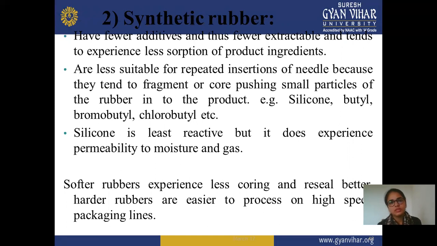Next are synthetic rubbers. Synthetic rubbers have fewer additives and thus fewer extractables, experience less absorption of the product ingredient, and are less suitable for repeated insertion of a needle because they tend to fragment or core, pushing small particles of rubber into the product. These include silicone, butyl, bromobutyl, and chlorobutyl. Silicone is less reactive, but it does experience permeability to moisture as well as gas. Softer rubber experiences less coring and reseals better, while harder rubber is easier to process on high-speed packaging lines.